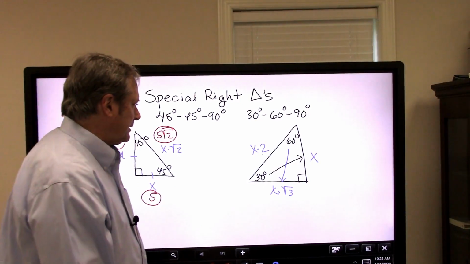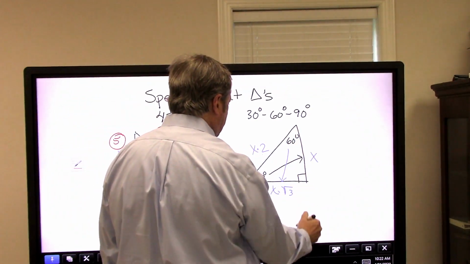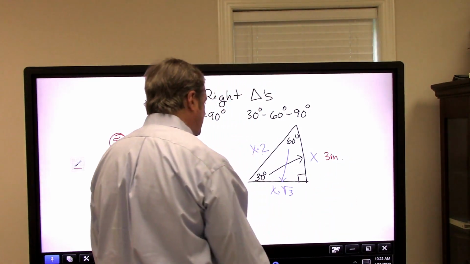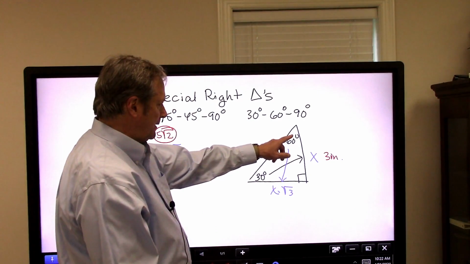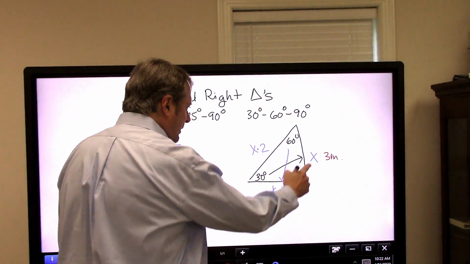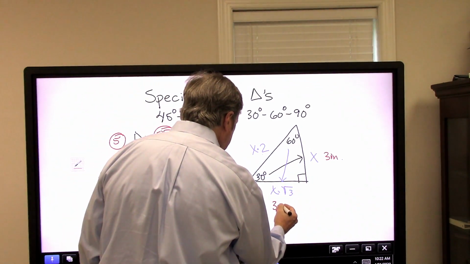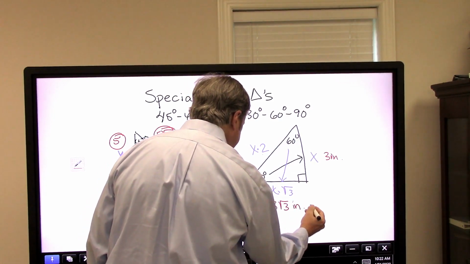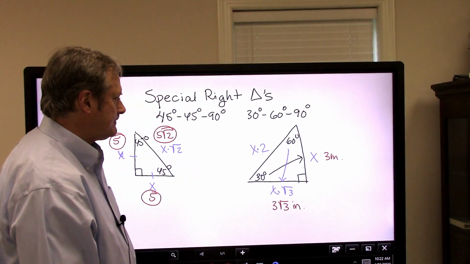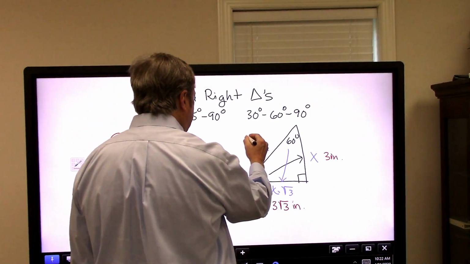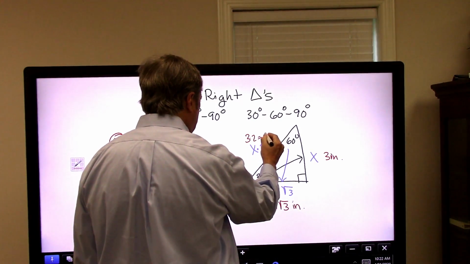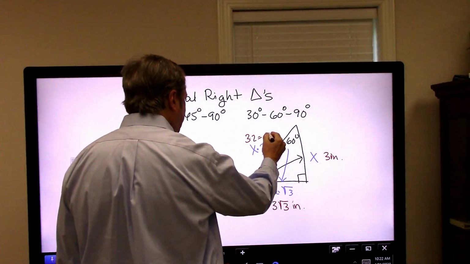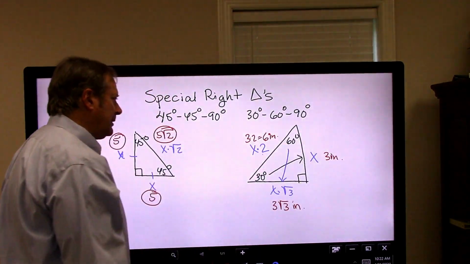Over here, let's say this length was 3 inches. Well, what's this length going to be? Well, it's the side across from the 60. So it's 3 inches times the square root of 3. And this would be 3 times 2, or in other words, 6 inches. That's not 61, that's 6 inches.